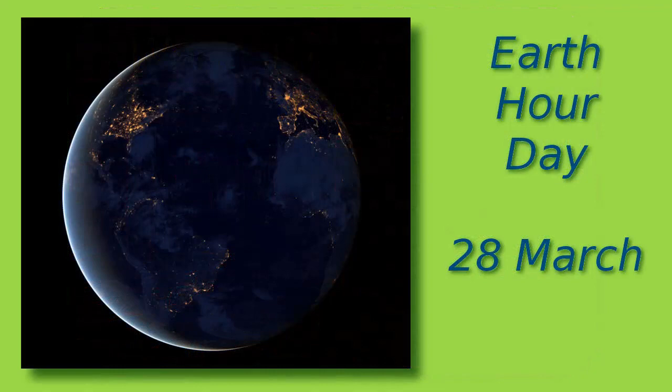Saturday, March 28th, is Earth Hour Day. This refers to a period where people are encouraged to turn off non-essential electric lights for 1 hour. The event is held annually on a specific day towards the end of March. The first Lights Off event began in Sydney, Australia in 2007.